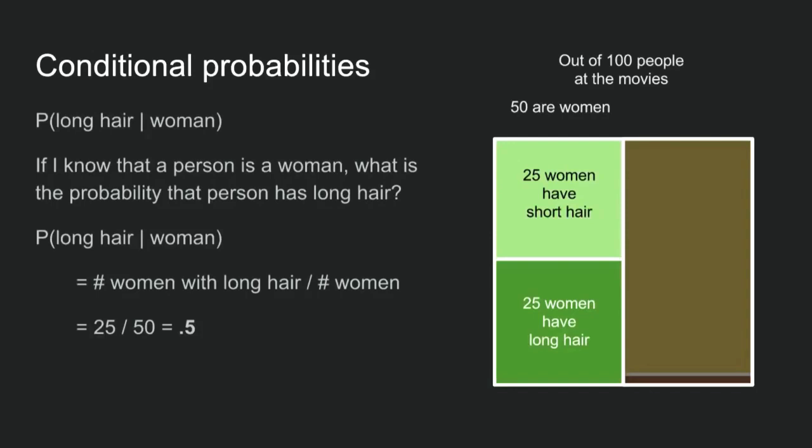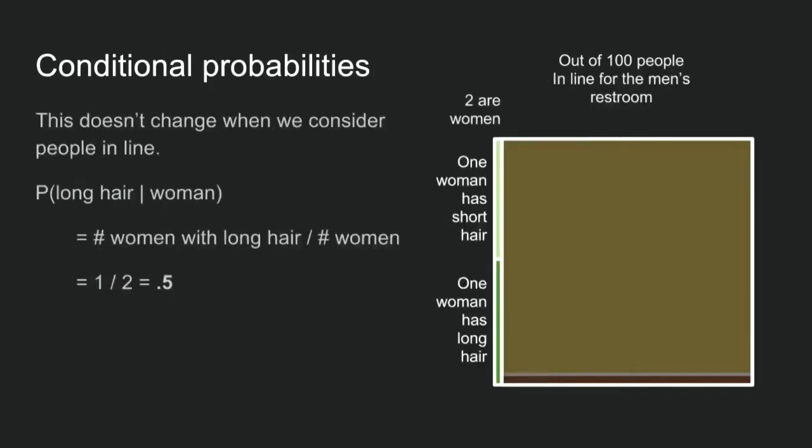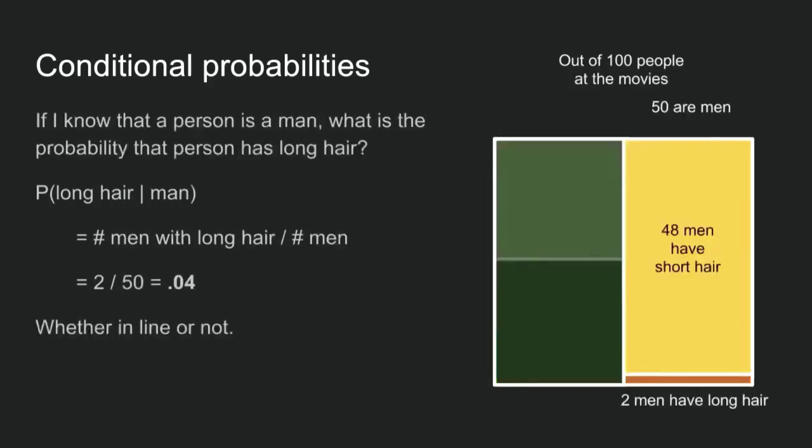So to get this, we just divide the number of women with long hair by the total number of women, 50%. And this doesn't change whether there's 50 women in your group or 2 women in the group. Still, if we know that a person is a woman, the probability that they have long hair is 50%. We can do the same thing with men. Probability that someone has long hair given that they're a man is 4%.